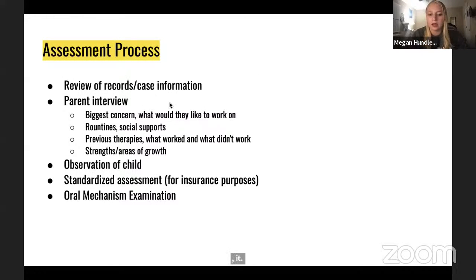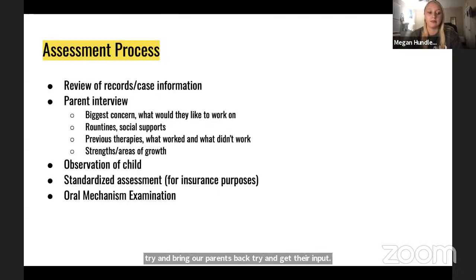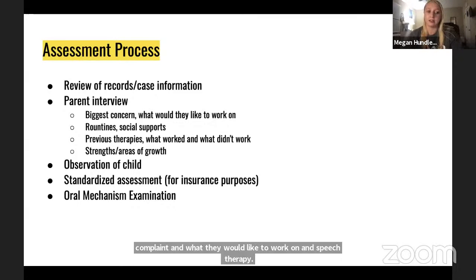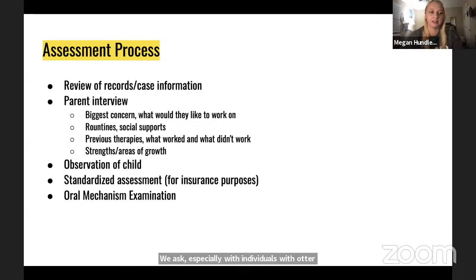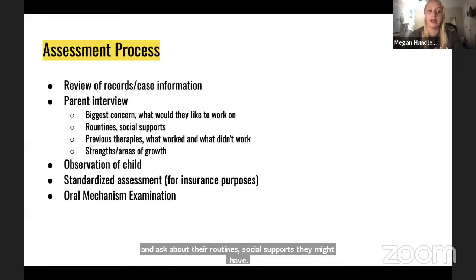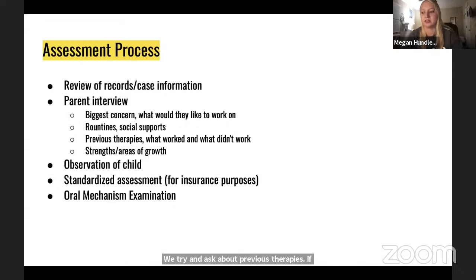Typically, especially at HOG, we always try to bring our parents back and get their input. We like to see what their biggest concern is, their chief complaint, and what they would like to work on in speech therapy. Especially with individuals with autism, we ask about their routines and social supports they might have. We ask about previous therapies, such as speech, occupational therapy, and physical therapy, and what they worked on in those previous therapies.